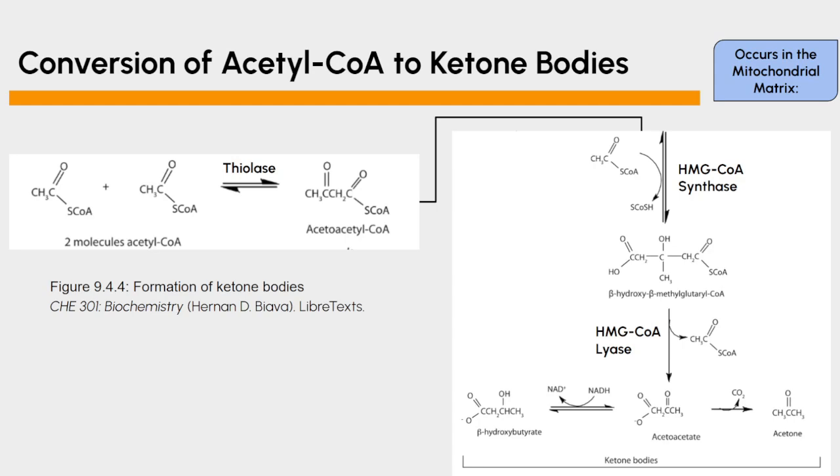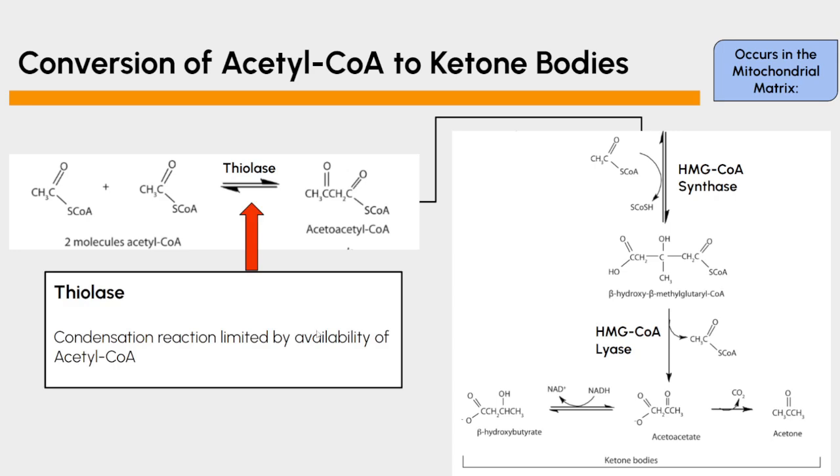This is the process in which acetyl CoA is converted into ketone bodies. Two molecules of acetyl CoA undergo a condensation reaction, meaning that the two molecules are combined into one. Naturally, the availability of acetyl CoA limits this reaction. The product is acetoacetyl CoA. Acetoacetyl CoA is reacted with HMG-CoA synthase and then reacted with HMG-CoA lyase to form these ketone bodies.